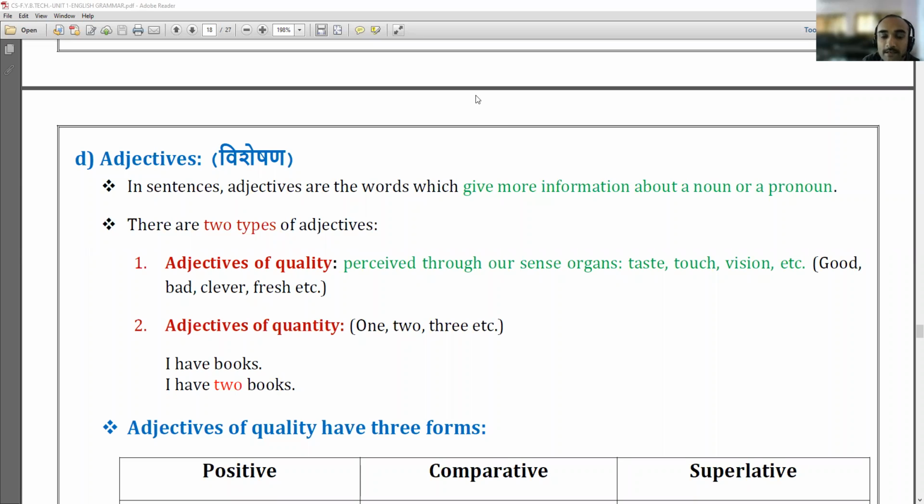Whatever sense organs we have, that is, we can see with our eyes, eyesight is also our sense organ.